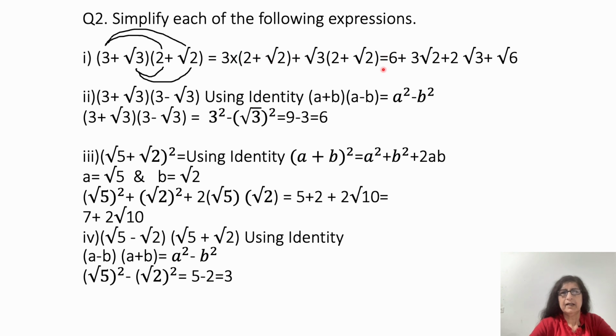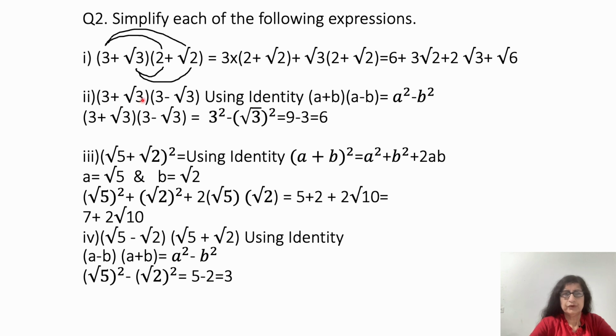We simplify this and we get 3 multiplied by 2 is equal to 6. 3 multiplied by under root 2, we get 3 under root 2. Then we multiply under root 3 by 2 and we get 2 under root 3. We multiply under root 3 by under root 2, we get under root 6. This is the answer: 6 plus 3 under root 2 plus 2 under root 3 plus under root 6. We move on to part 2.